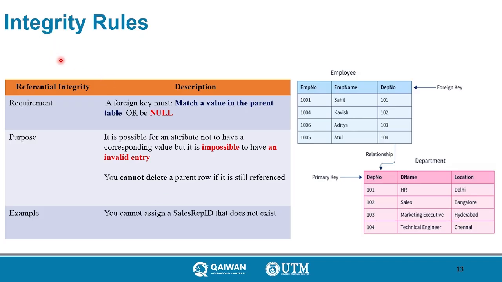We have another integrity rule, which is referential integrity. In the referential requirement, the foreign key must match the value in the parent. So if I have a value in here, it must match the values in here. Now, department is the parent, has department number, department name, and location. Of course, it's a primary key, and also employee number is the primary key. However, we need this department number in another table, and that table is the employee table. We will take it here.